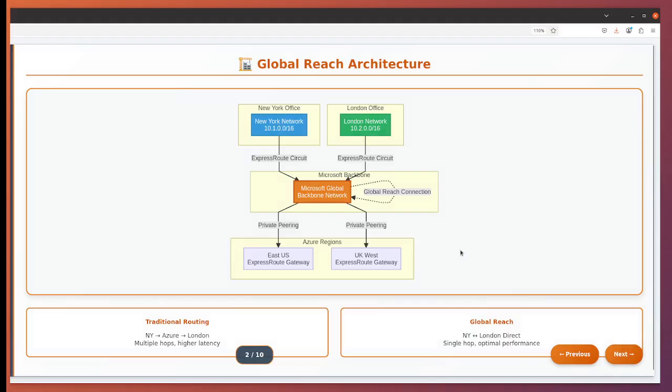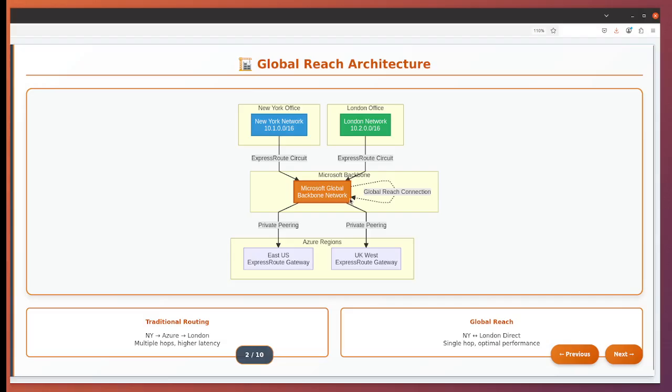Global Reach Architecture. Let me walk you through the architecture that makes Global Reach so powerful. The diagram shows how Microsoft's backbone becomes your private network infrastructure. In traditional setups, traffic from New York to London would flow through ExpressRoute to Azure, then back through another ExpressRoute circuit. With Global Reach, we create a direct connection between circuits.